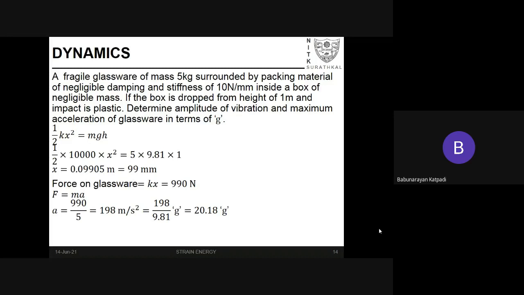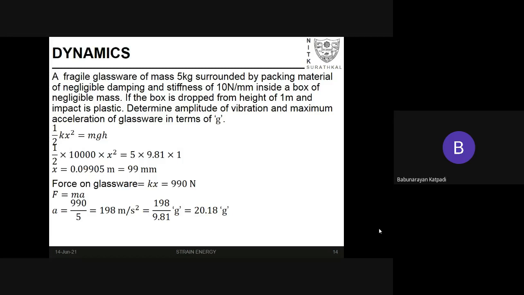This is how we can use it in several exercises where dynamic loading is ignored. This is how we decide how a fragile object needs to be packed, what should be the packing material. That is why you must have seen many cartons marked handle with care, fragile inside, where it should be hooked, how it should be handled, and so on and so forth. All such exercises, whatever knowledge you have of energy, strain energy, will come to a great help.